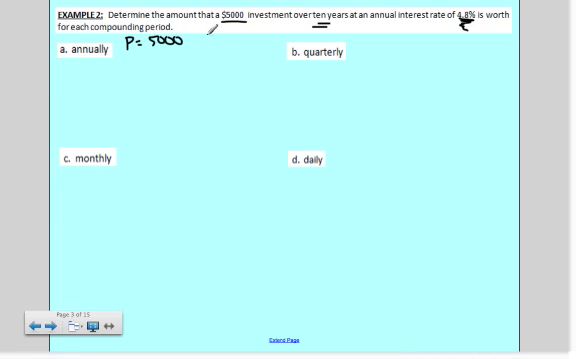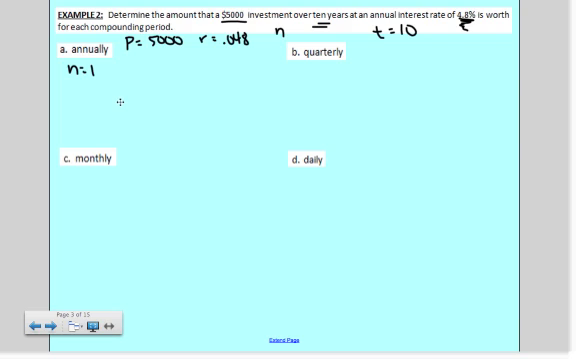Our rate is 0.048. Our number of years, T, is 10. Our N is going to change, based on each one. Annually, we would write here that N equals 1.